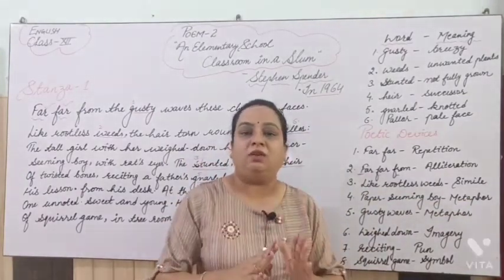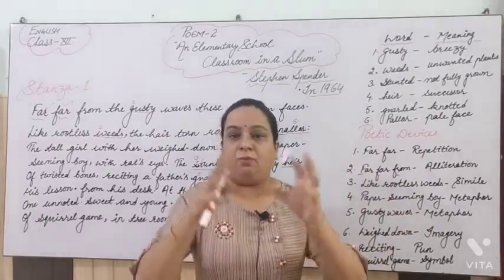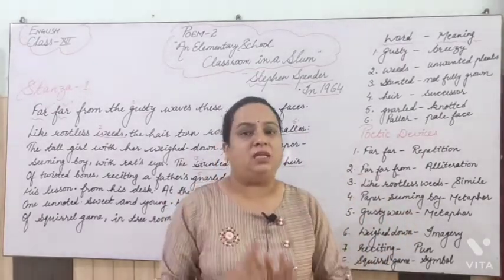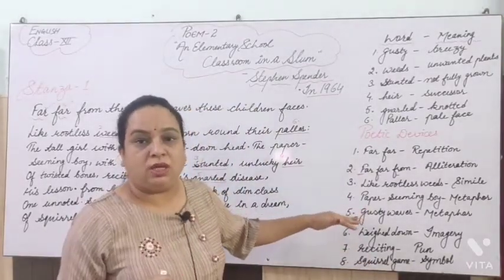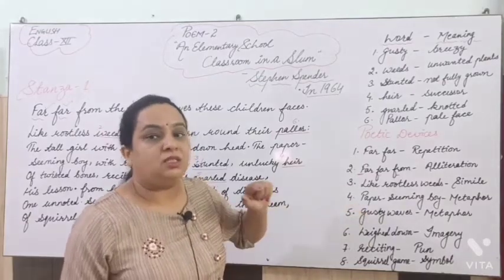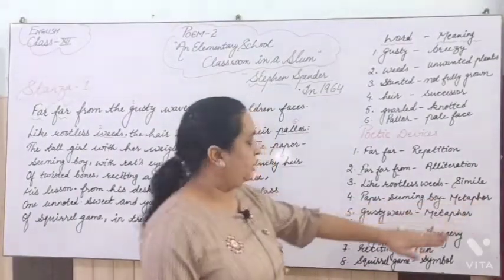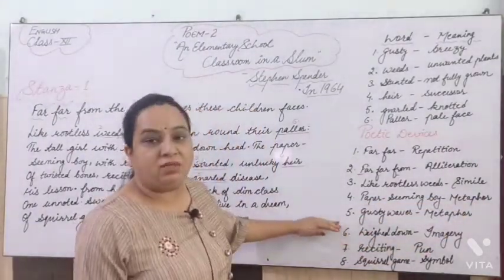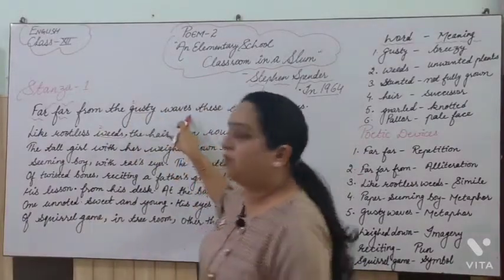Here the comparison of the paper and the boy is being done. Like the boy is looking as thin as paper, but he is not using "as" and "like" words. Okay, comparison is there, but "as" and "like" are missing. So that is not simile, that is called metaphor. So paper seeming boy is what? Metaphor.